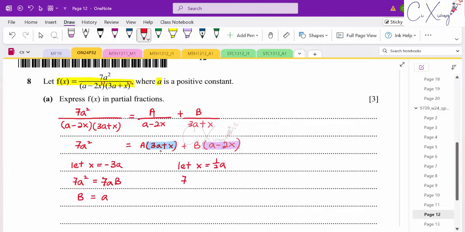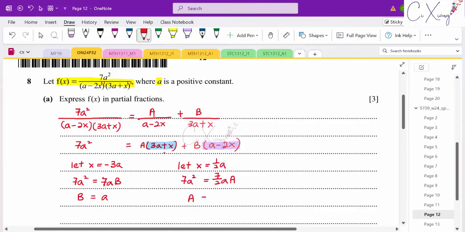Again, left hand side has no x, so it is still 7a squared. Substitute half a here. Then you'll be having 3 plus half, so 3 plus half will give you 7 over 2, times A, then times a. Okay, then simplify this equation. By right, you'll be having A equals 2a.